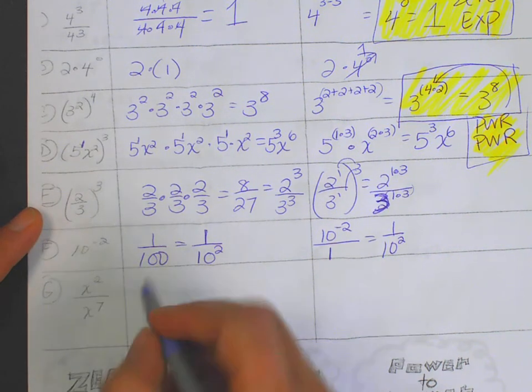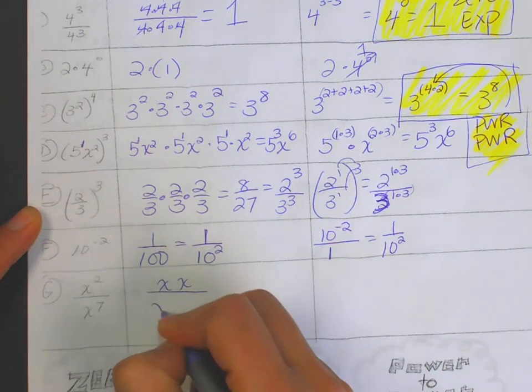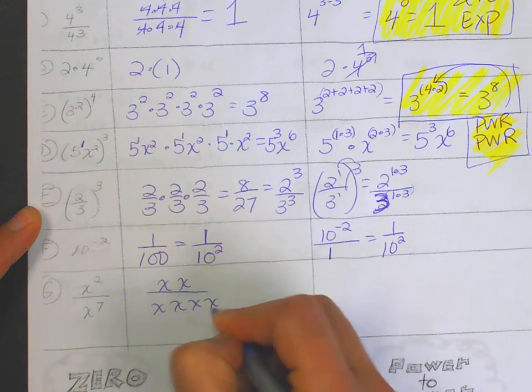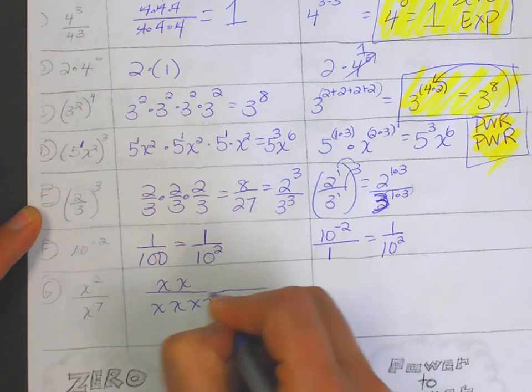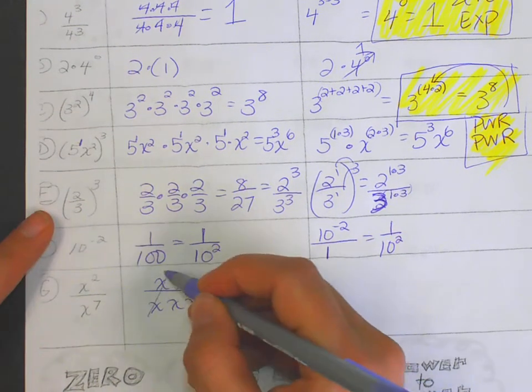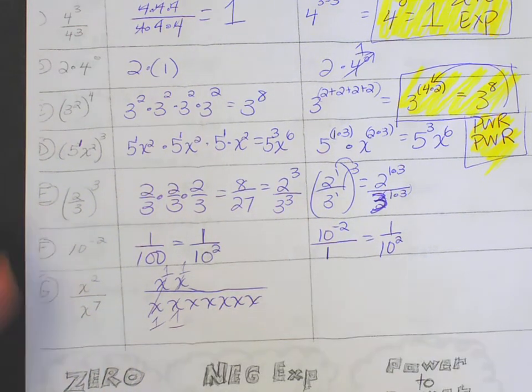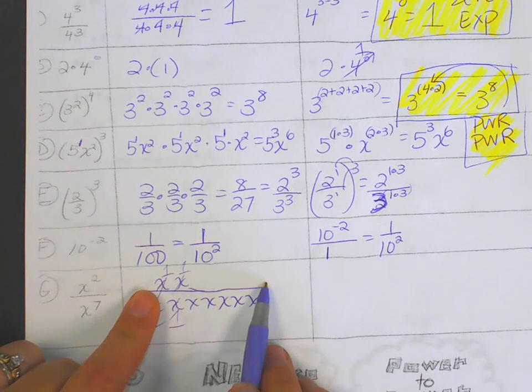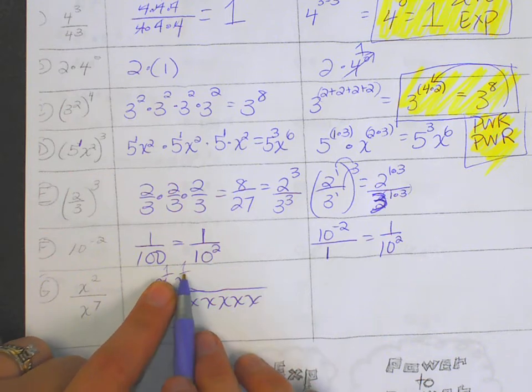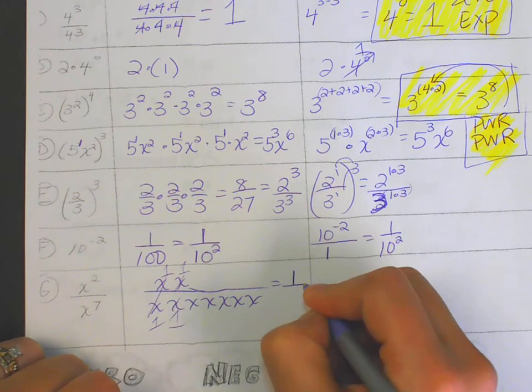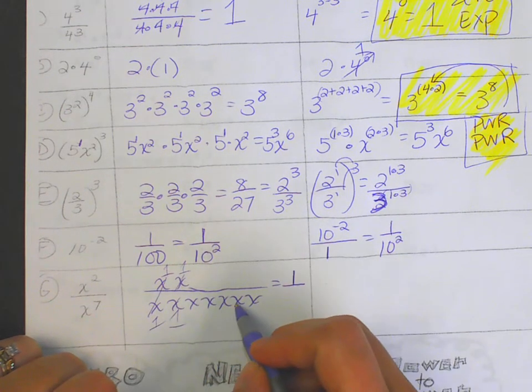So this, we have x squared over x to the 7th. 1, 2, 3, 4, 5, 6, 7. Anything divided by itself is 1. You can write it on top or write it on the bottom, really doesn't matter. But there isn't nothing here. There's 1 times 1 here, which is 1. And there's 1, 2, 3, 4, 5 x's down here.